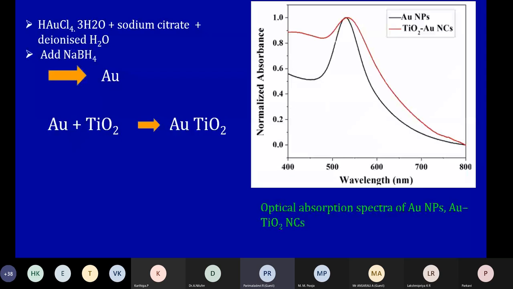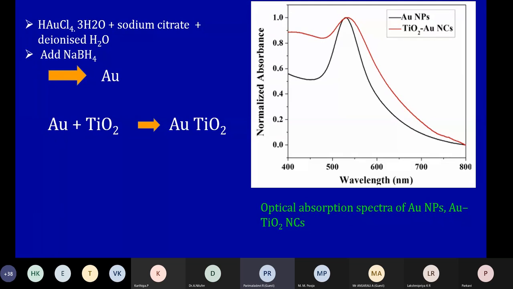For that, first we synthesized gold using chloroauric acid. Here we take an appropriate amount of chloroauric acid, that is tetrachloroauric acid, with sodium citrate, and we dissolve that in deionized water. Then we add sodium borohydride. That normally acts as a reducing agent, and it changes the solution into red color. Normally nano gold will be red in color.